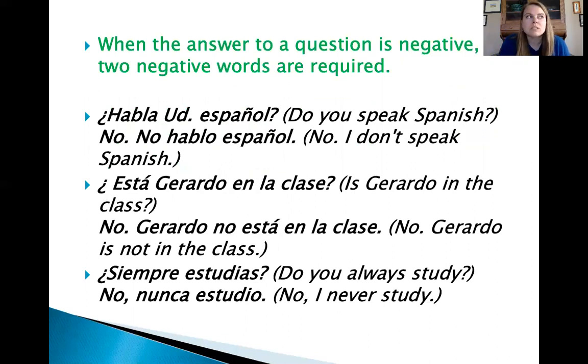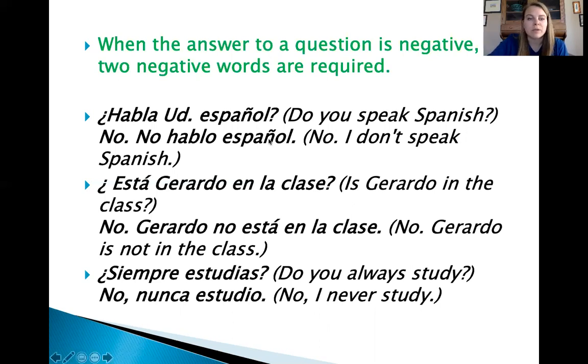Okay, I think you've seen this before as well. When the answer to a question is negative, two negative words are required. So if you notice in these sentences, it asks a question: do you speak Spanish? Is Gerardo in the class? Do you always study? And then the response is negative, saying no, I don't do that thing, or no, that thing is not true. So even in English, I'm using two negative words. I'm saying no to answer the question.